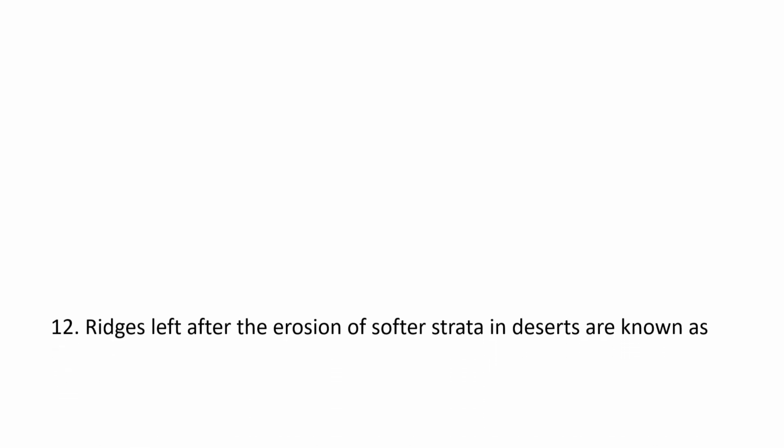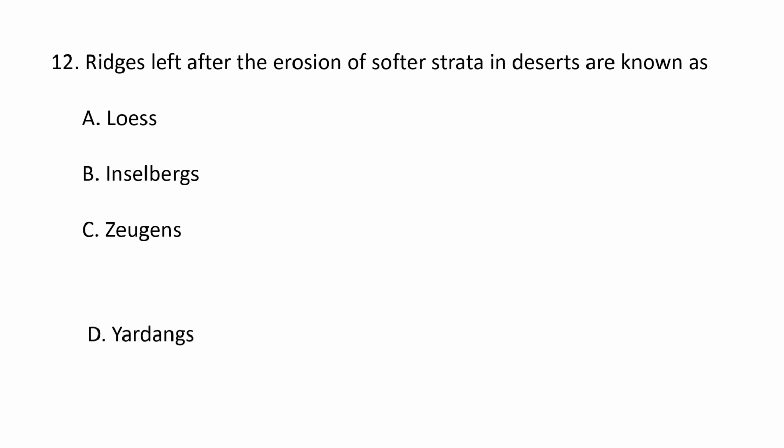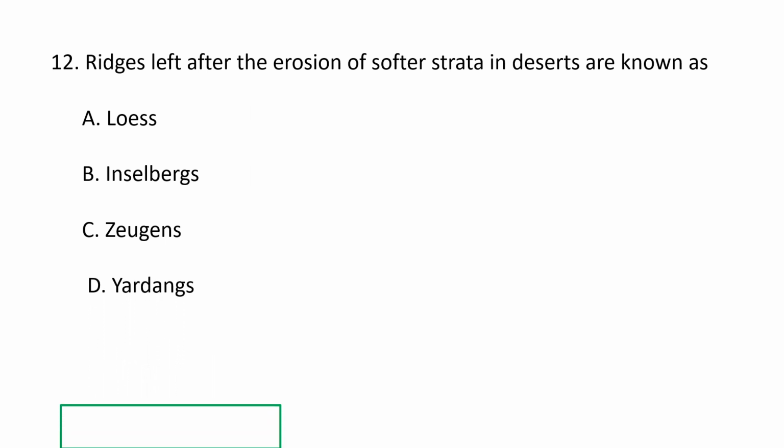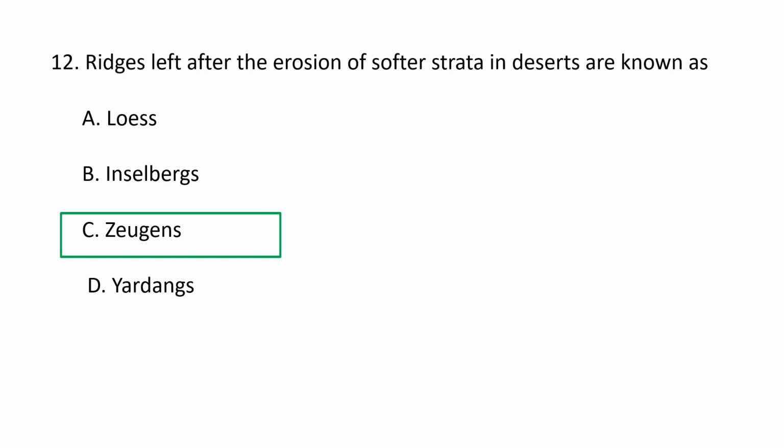Next question. Ridges left after the erosion of softer strata in deserts are known as: A. Loess, B. Inselberg, C. Zeugen, and D. Yardangs. So the correct option is Zeugen. Ridges left after the erosion of softer strata in deserts are known as a Zeugen.